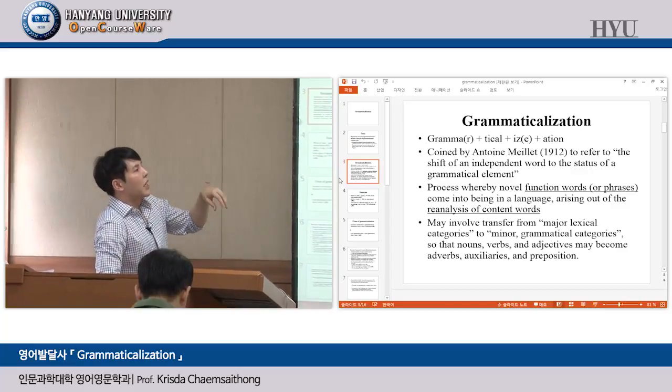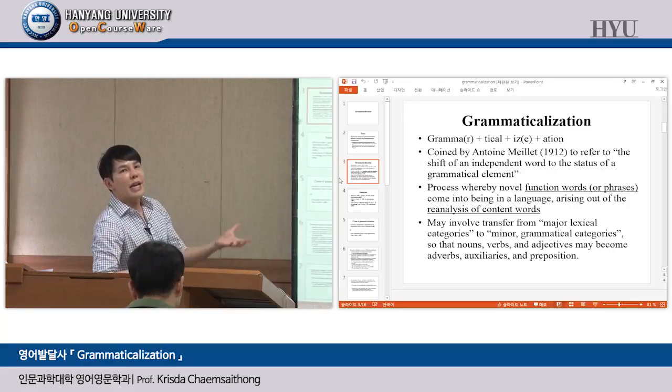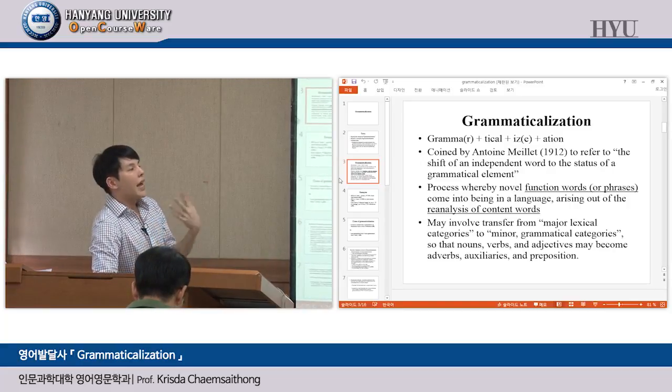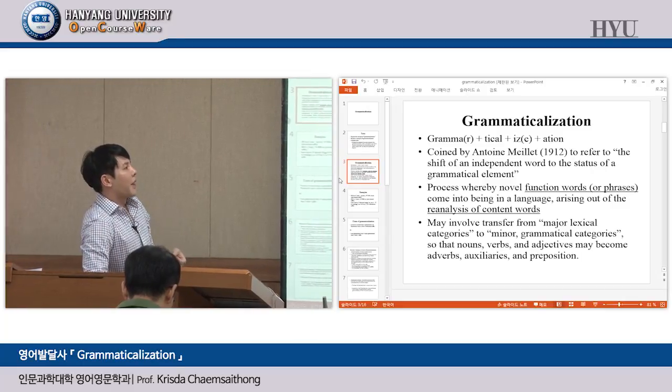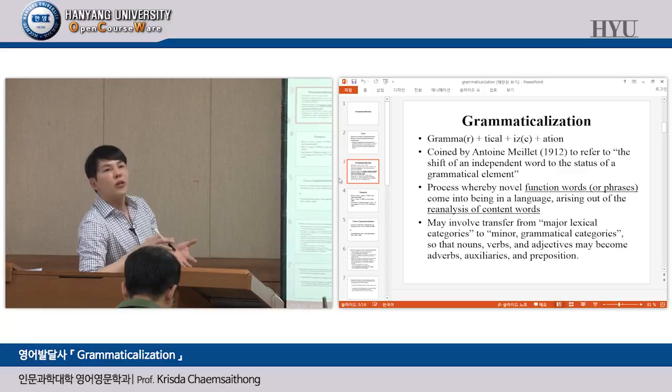So in other words, you have a lexical item, right? A lexical item, a word, like a noun, a verb, like that, adjective, adverb. But that word changes into a grammar word, right? Words that do not have major meaning, but they do grammatical job, right?